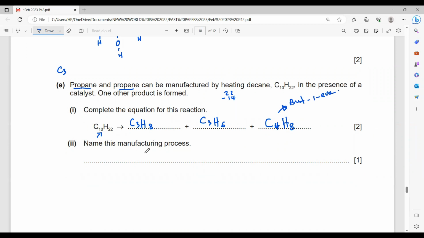Now name this manufacturing process. Since it involves heating a large molecule which is less useful, and breaking it down to produce more useful and highly volatile, simple molecules, that process is cracking. So that's cracking.